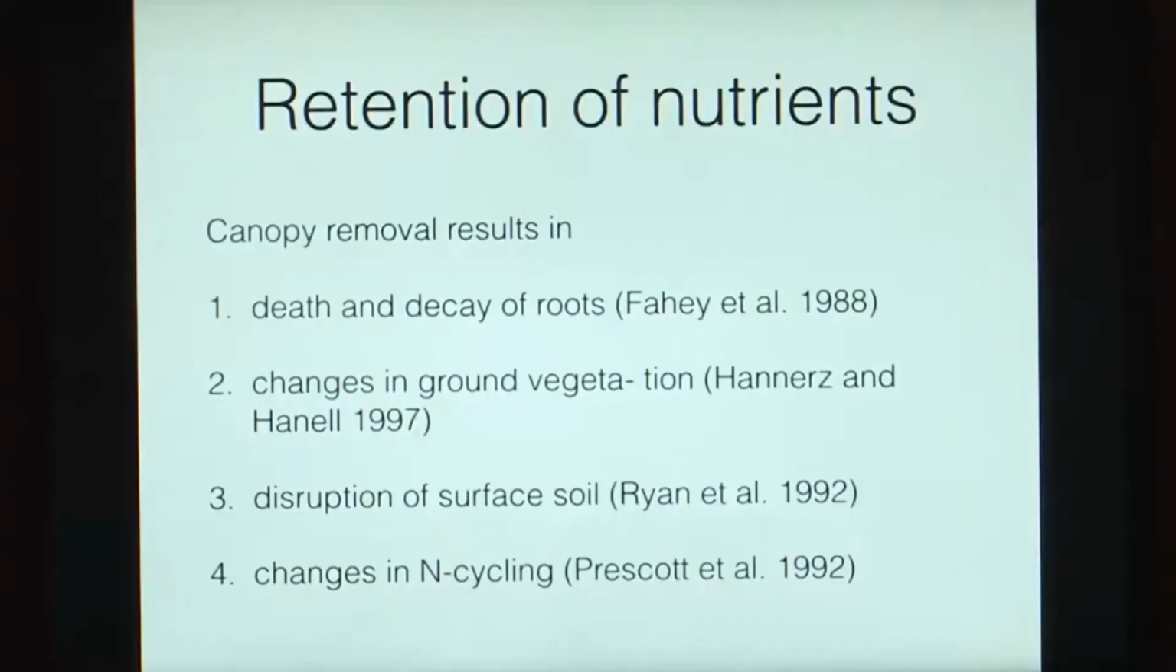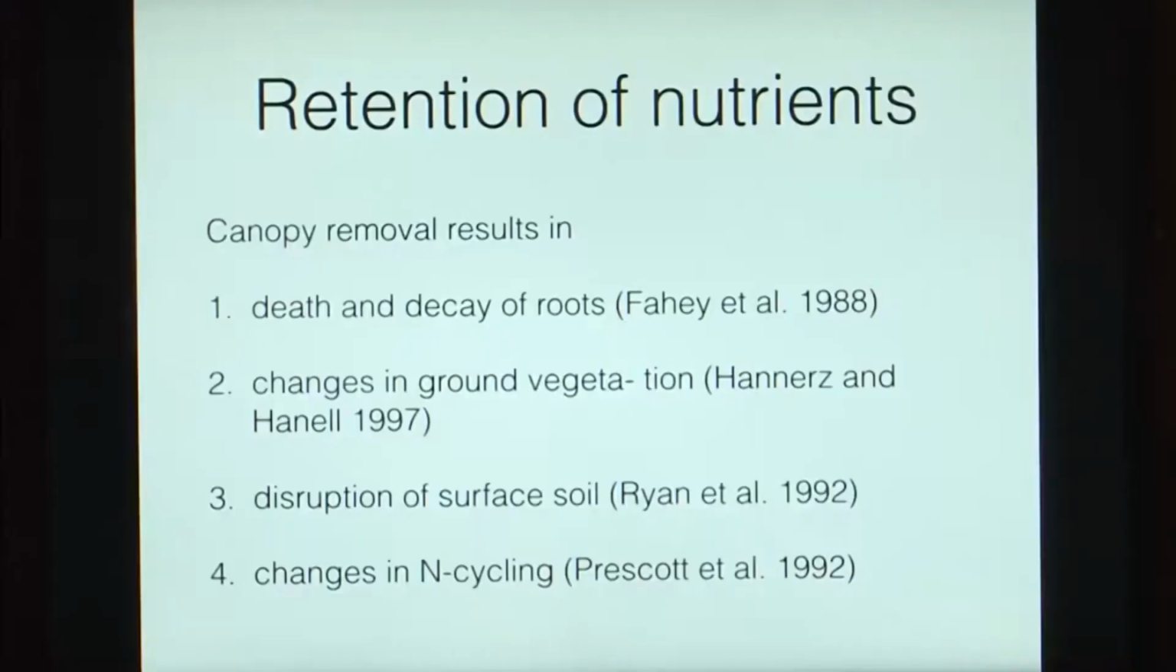So, now coming back to the slide. We have seen that canopy removal results in changes in ground vegetation. It also results in a disruption of surface soil. Now, why would this surface soil be disrupted? Because now this surface soil will not be having enough moisture, it will be exposed to the sun rays. Now, when this ground is exposed to the sun rays, its top portion dries up very fast, and when that top portion dries up, it will also result in the death of the individuals of the species that are found there in the topsoil. So, when that layer dries up, it results in a disruption of the surface soil.